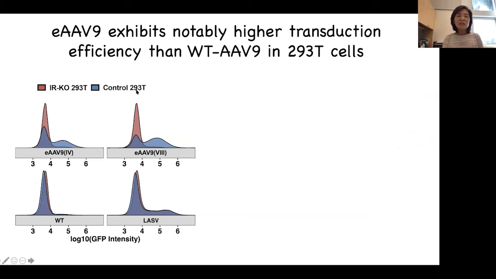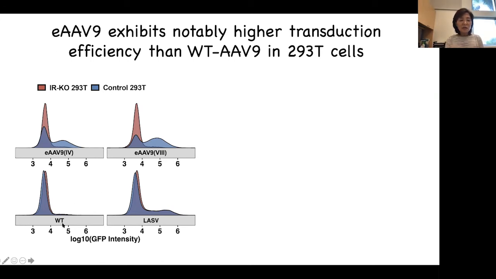That was tested in 293T cells because all cells express insulin receptor. So we made insulin receptor knockout cells, and these control cells are 293T cells that went through the same process of selection as the IR knockout cells, except that instead of guide RNA, a scrambled guide RNA was used.